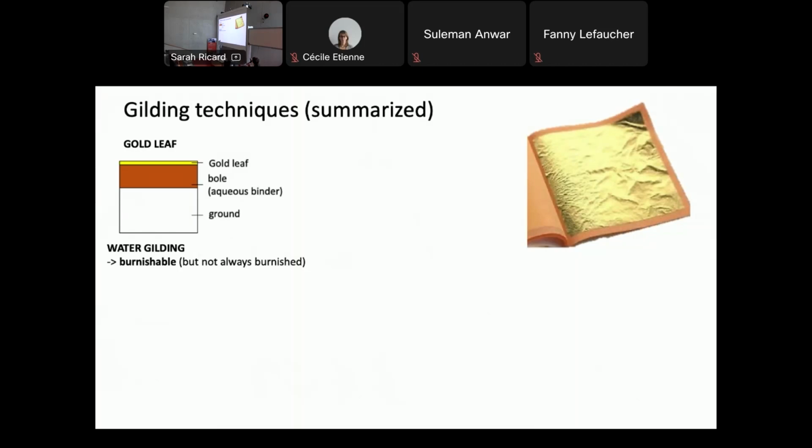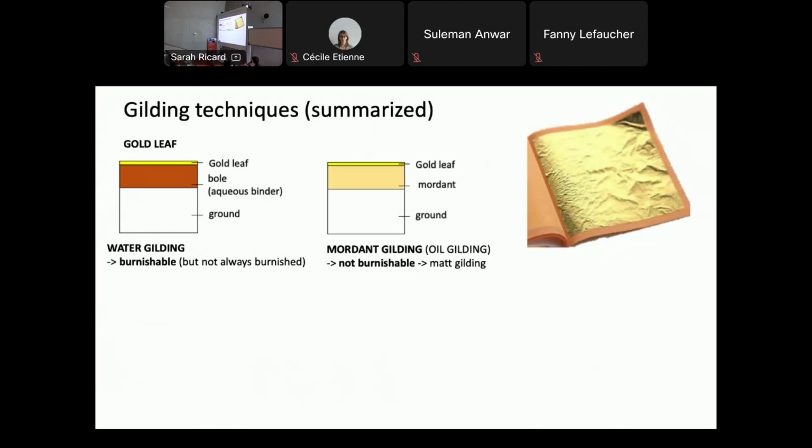And so the leaf is then laid on this bole, and the advantage of water gilding is that it's burnishable: you can burnish it with an agate stone to make it more brilliant, to have a much more specular reflection. But not all water gilding surfaces are burnished, because it's essentially a choice of the painter and of the effect that is sought to be achieved.